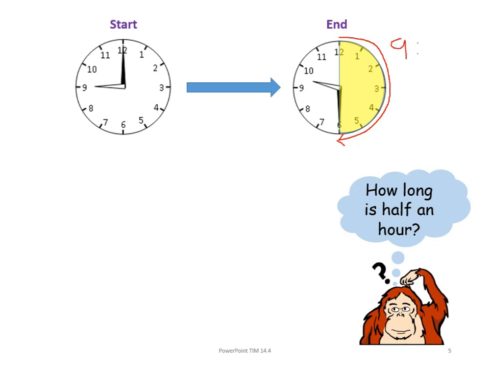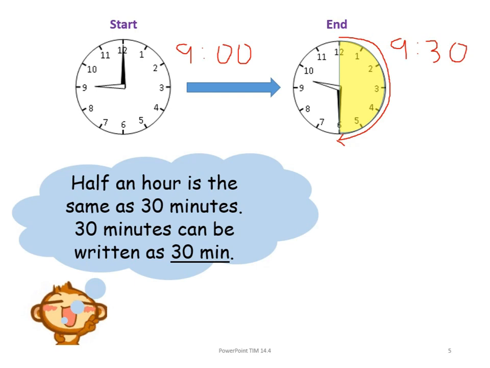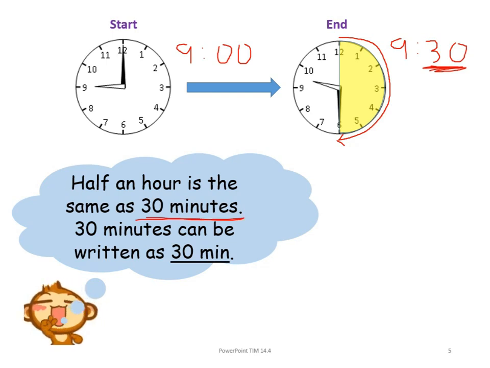So it's 9. Let's skip count. 5, 10, 15, 20, 25, 30. The time now is 9:30. So half an hour after 9 o'clock is 9:30. Okay, so how long is half an hour? It is also the same as 30 minutes, as you can see here and here. It's the same. Half an hour is 30 minutes. I'll say that again. Half an hour is 30 minutes, and it can be written as 30 min. This is the short form.